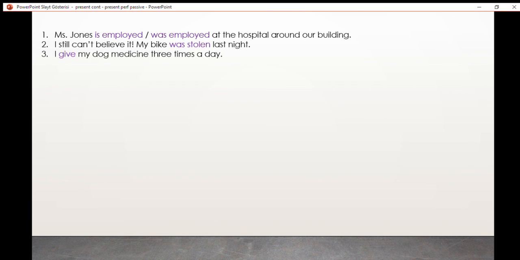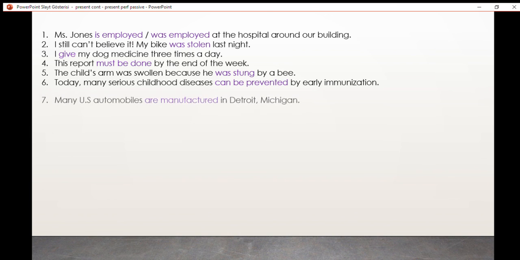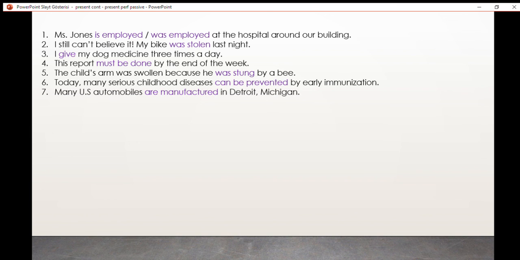I give my dog medicine 3 times a day. This report must be done by the end of the week. The child's arm was swollen because he was stung by a bee. Today, many serious childhood diseases can be prevented by early immunization. Many U.S. automobiles are manufactured in Detroit, Michigan.